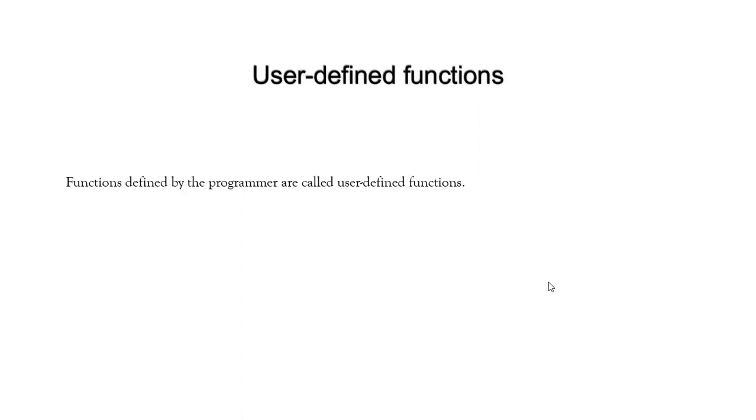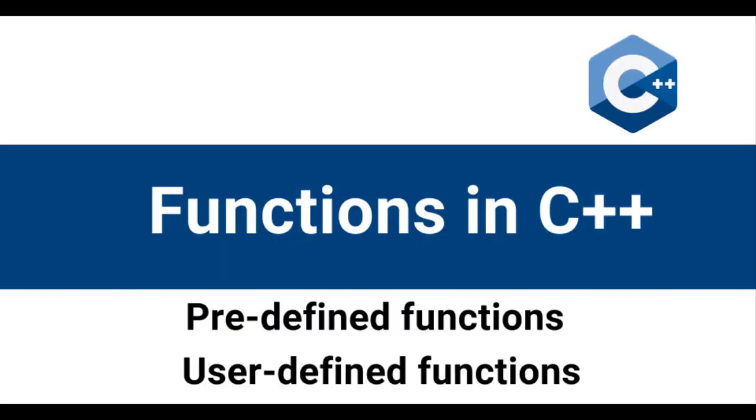User-defined functions are functions that are written by the programmer. You define or write them yourself, and they do what you write them to do for you. Now that we have looked at the theoretical part of functions in C++, let's do some practical tasks with C++ functions by using both the predefined functions and our own user-defined function.